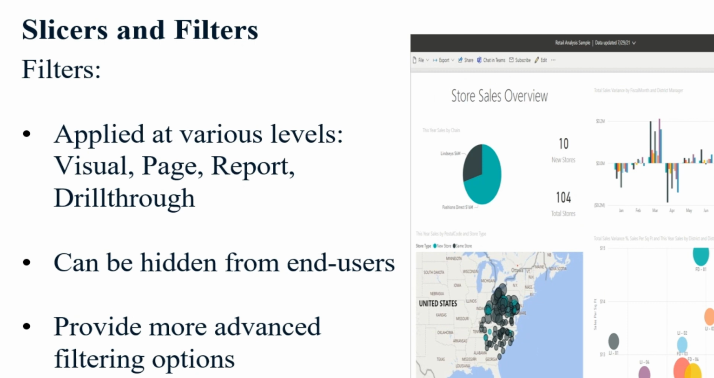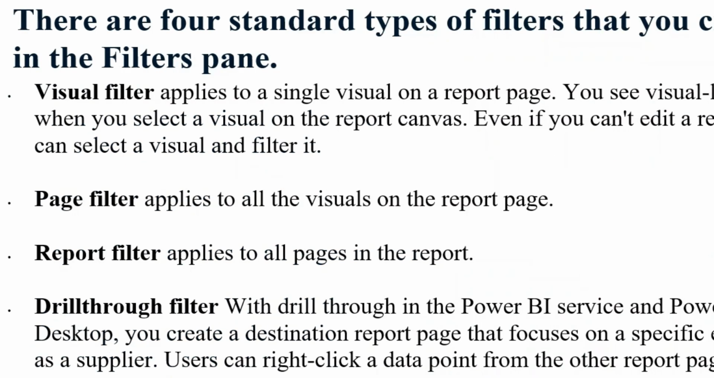This is where the filter pane is, where you filter on a particular page or on the whole page. So this helps us see what I'm talking about in terms of filter. And there are also four standard types of filters that you create in the filter pane: the visual filters, the page filters, the report filters, and the drill through filters.